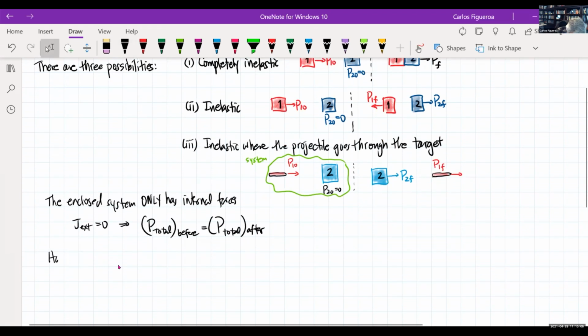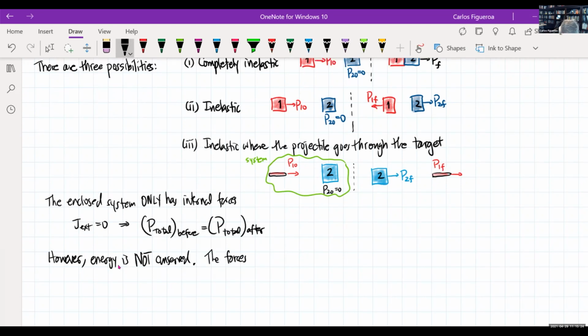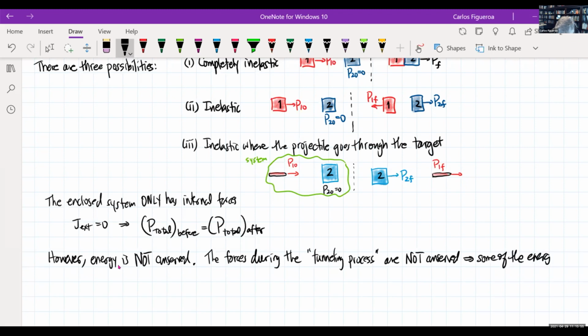However, energy is not conserved. And the reason is that the forces during the tunneling process are non-conservative, which implies that some of the energy is lost to the environment as heat. So you can't track all of the energies.